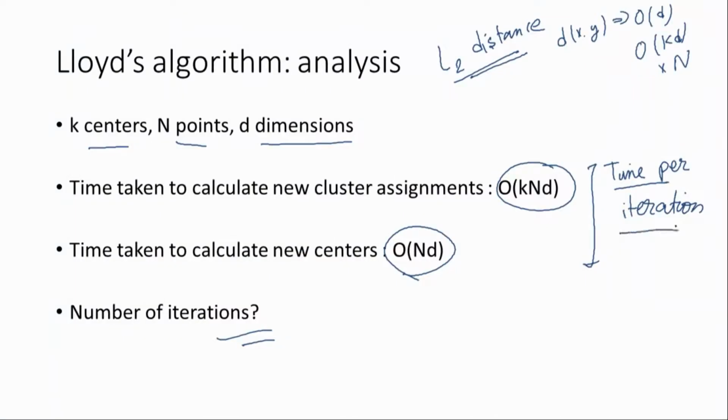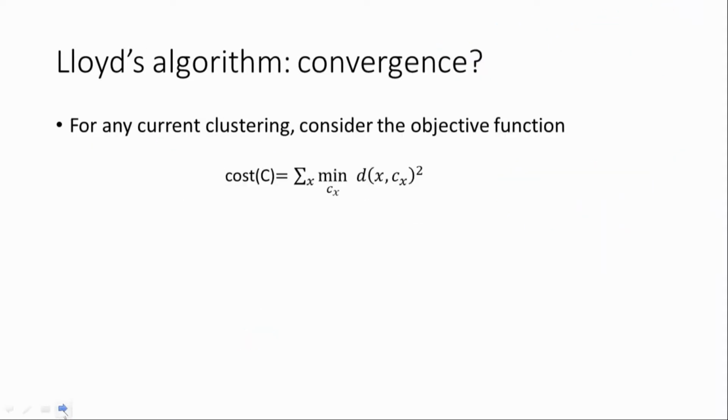So then the time per iteration is fairly nice. It's order knd plus nd, which is order knd per iteration. Number of iterations is where we are stuck. And we saw that it can potentially be infinite. We have not argued that it's not infinite.